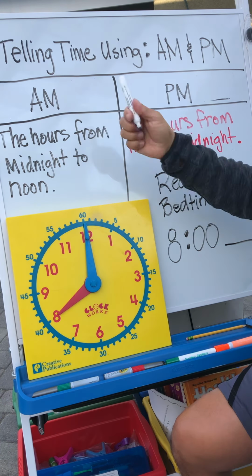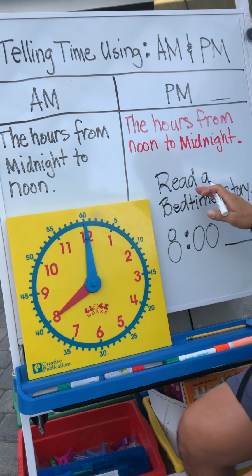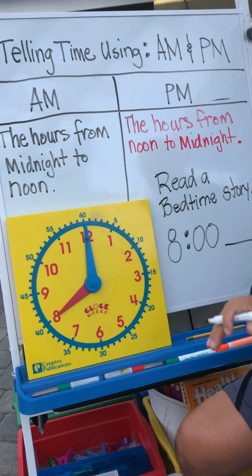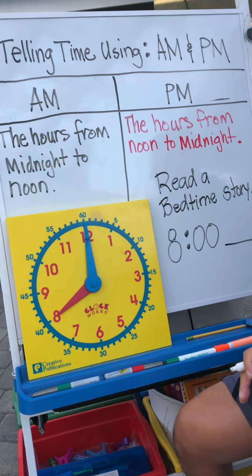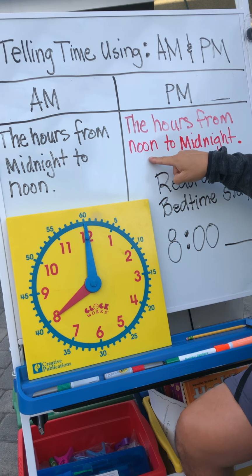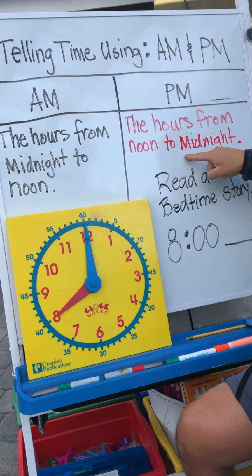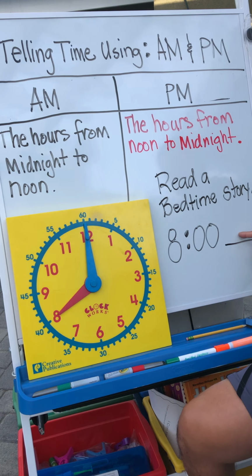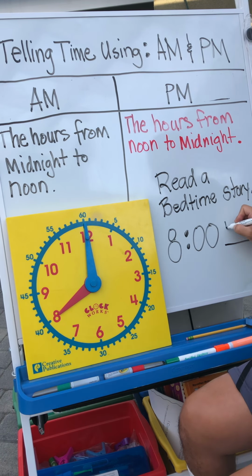Well, we have to decide, is that 8 a.m. when it's time for a bedtime story, or is it p.m.? Okay, so remember, p.m. is the hours in the day from noon, the afternoon, till we go home, all the way up till midnight when we're asleep. So do you think this label here should be 8 a.m. or 8 p.m.? You're right, it should be p.m.